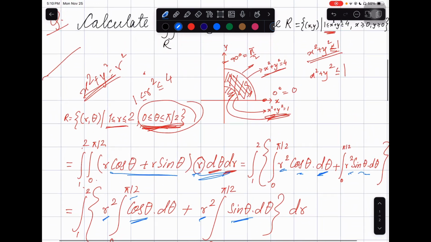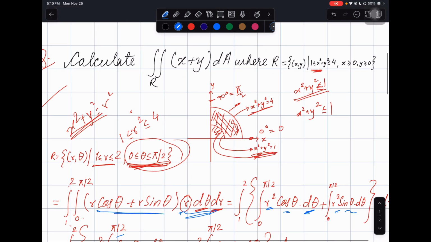So yeah, the only thing that you sort of have to understand is why theta is from 0 to pi over 2 and why r is from 1 to 2, right? Apart from that, pretty simple.